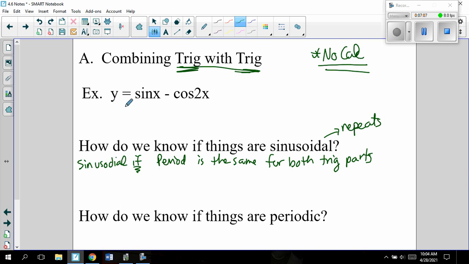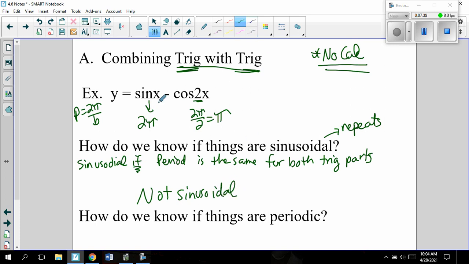So when I go up here, I have to look for my period. Just a reminder, for sine and cosine, your period is found by doing 2 pi over b. For this first component, the sine part, I just have a 1, so this period is 2 pi. This one has a 2 there, so this cosine's period would be 2 pi over 2, which is pi. With those being different, this example is not sinusoidal.